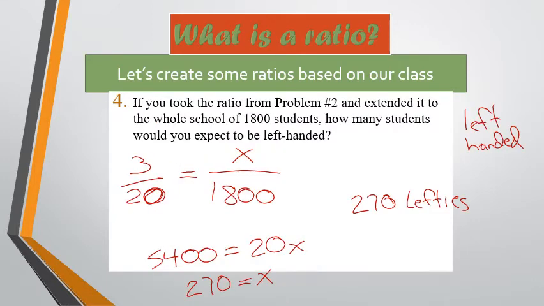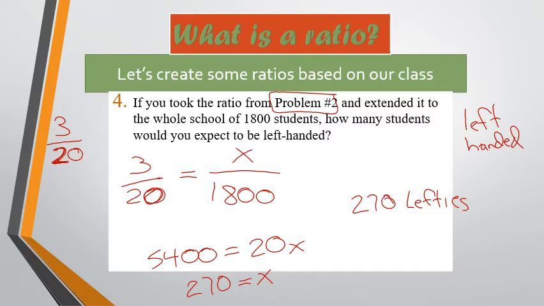Okay, so we're going to use the information from problem 2. And problem 2 was talking about the left-handed students. And if you remember the left-handed students, it was 3 to 20. We had 3 left-handed students to 20 total students in the classroom. So if you get a set of data like this, and you think your sample is a good enough sample to represent all the kids in the school, we could say, how many left-handed kids do you think are in school if they have the same ratio?